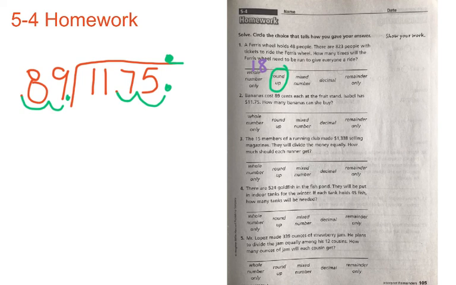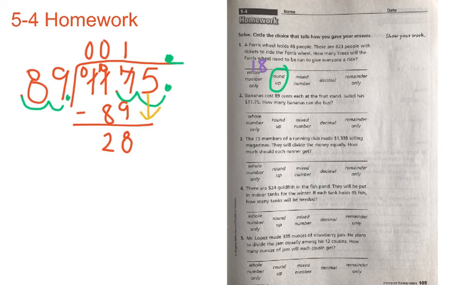89 cannot go into 1, and 89 cannot go into 11. I know that 89 can go into 117, but it can only go in 1 time because 2 would be too many. So I'm going to go ahead and subtract. Okay, my 7 is going to become a 17. My 1's going to become a 10, and this one's going to become a 0. 17 minus 9 is equal to 8, and 10 minus 8 is equal to 2, and 0 minus nothing is 0. And I can see that 28 is less than 89, so I'm good to go, and I can bring down my 5.